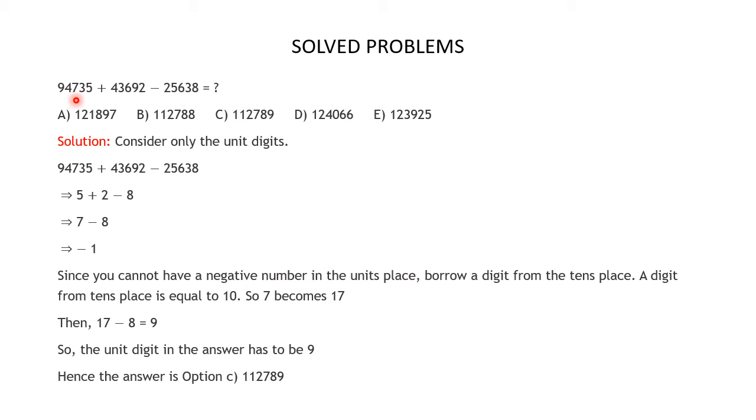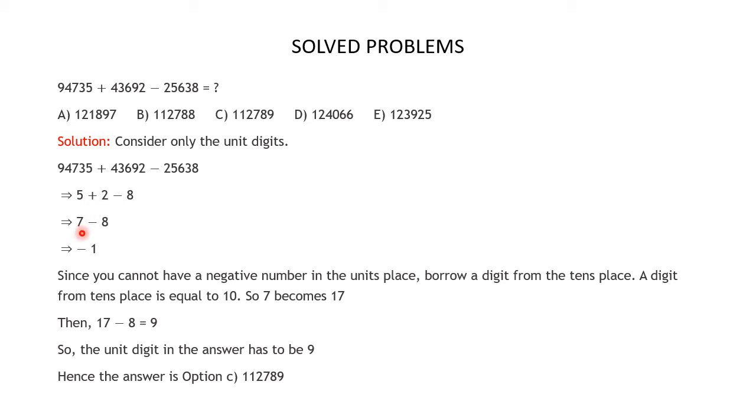Simplify this expression. 94735 plus 43692 minus 25638. You are given 5 answer options and you have to find out which of these options is the correct one. Now, to simplify this expression using the unit digit method, you have to consider only the unit digits. So, the unit digit of this number is 5. The unit digit of this number is 2. The unit digit of this number is 8. So, 5 plus 2 minus 8.